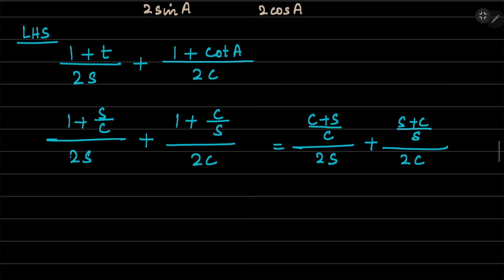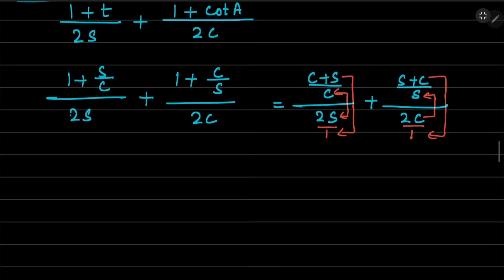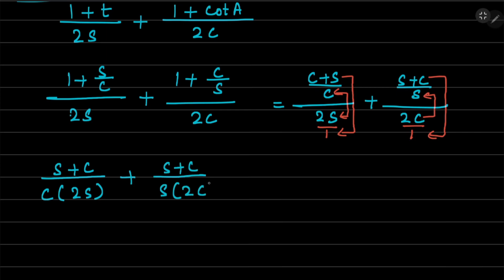Okay. And here also, it's the same thing. So this is nothing but the numerator of the above fraction multiplied with the denominator of the below fraction. So this is how it gets multiplied. Okay. So let me rewrite it. So you have sine plus cos divided by cos multiplied by 2 sine, plus sine plus cos divided by sine multiplied by 2 cos.